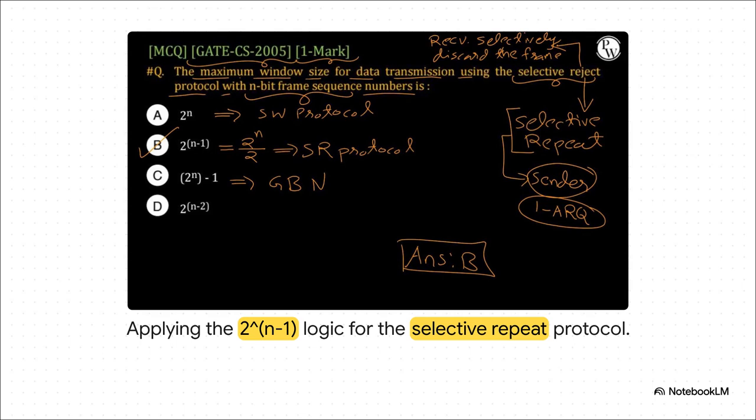It's basically a vocabulary test. Selective reject is just another name for selective repeat. The moment you realize that, you instantly bypass the trap of option A, which is your standard sliding window, and option C, which is go back N. You just know the answer has to be B, 2 to the power of n minus 1.